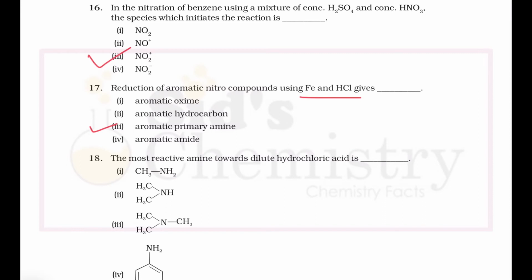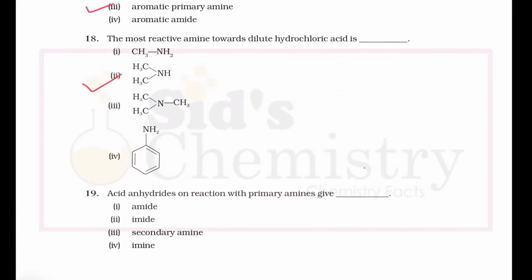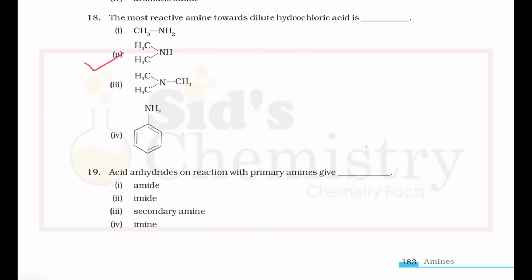So the most basic compound out of the given options is option number 2, that is dimethylamine, which is the most basic compound from the given options. So the correct answer is option number 2 for question number 18. Coming to question number 19.